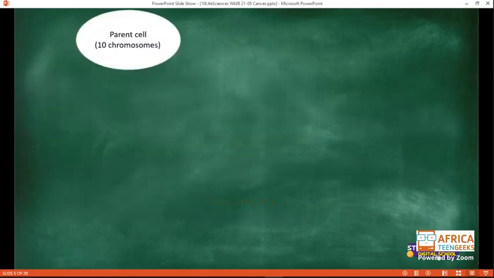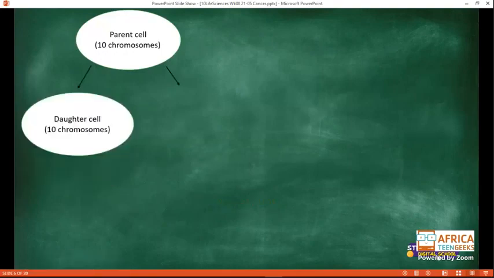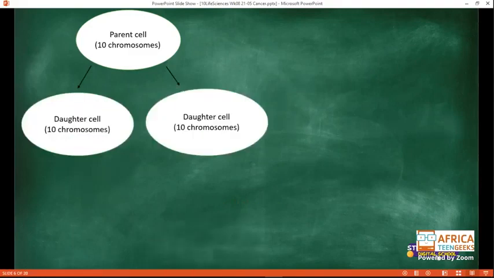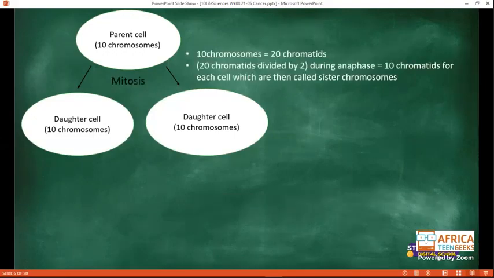All right, so we have the parent cell. It has 10 chromosomes. And then as mitosis occurs, after mitosis, we have 2 daughter cells, each having 10 chromosomes. But how? So we have 10 chromosomes, which equals 20 chromatids. Remember, one chromosome has 2 chromatids. So it has 20 chromatids, and these 20 chromatids are divided by 2. Remember, during anaphase, the chromatids are pulled apart towards the poles, and each pole will be an individual cell.